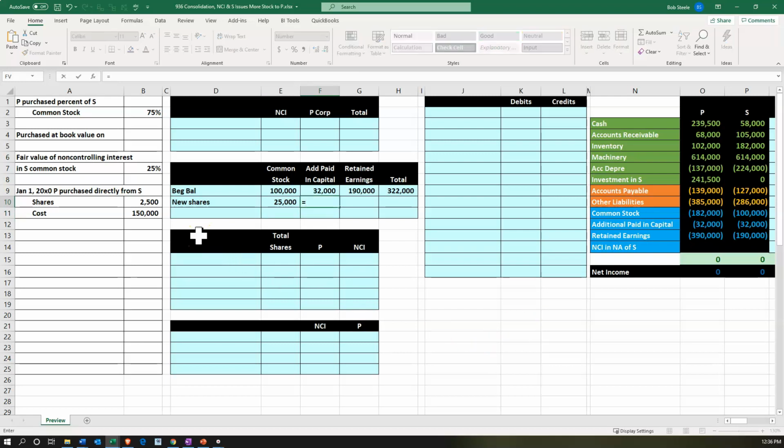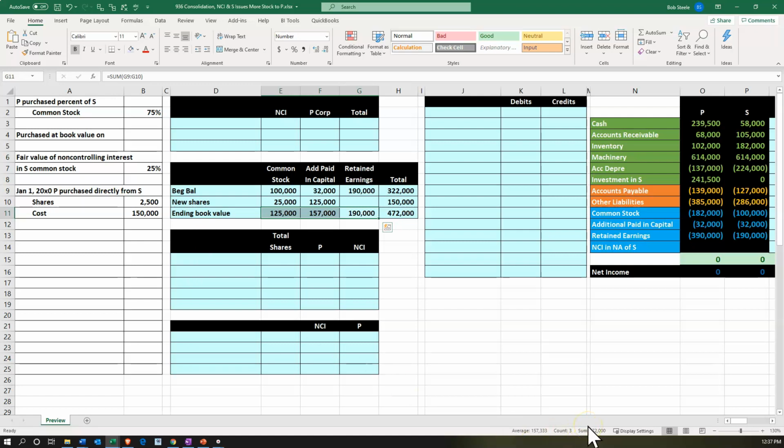So our typical process would be if they were issuing them to anybody, not simply the intercompany. This is typical process: 150,000 minus the common stock. That would be additional paid in capital of the 125. No change to the retained earnings. So the total would be a $150,000 change, and the ending book value, if we sum these up: common stock is now at 125, additional paid in capital for S is now at 157, and then the retained earnings is still at the 190. We can then sum this up vertically, which is the 472,000, or horizontally, also adding up to that 472,000.